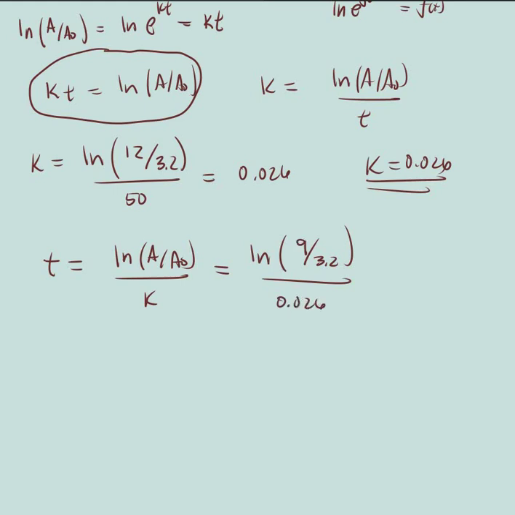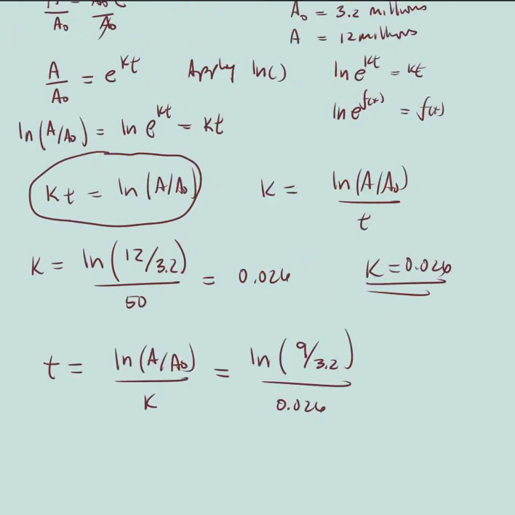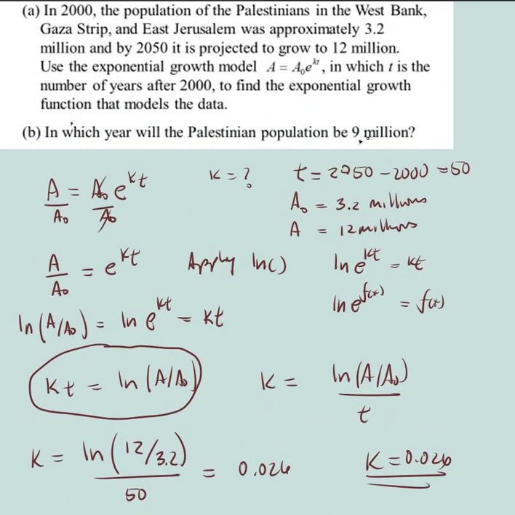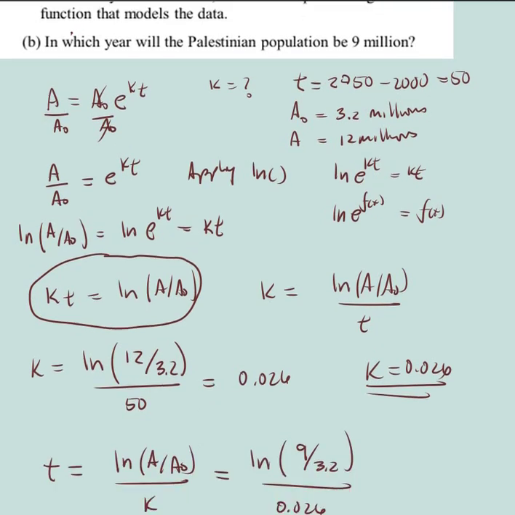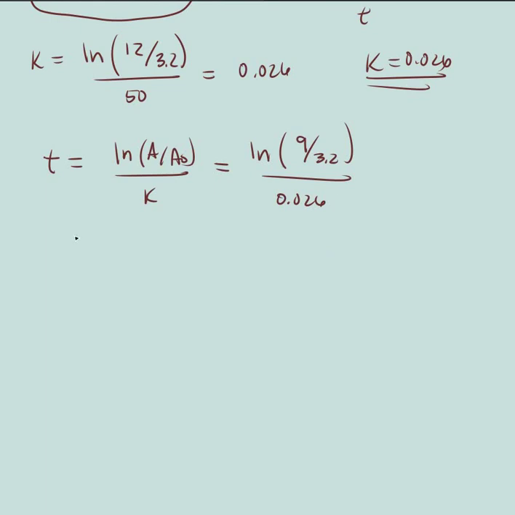Why 9? Because the problem is asking you what will be the year in which the population is going to be 9 million, right? We already know that 12 million is going to be in 2050, and we know that in 2000 it is 3.2 millions. So by using our logic, we know that year has to be between 2000 and 2050. So let's put this in here, and if we do this calculation, we get something approximately 39 point something, 40. So it's 40 years after 2000.